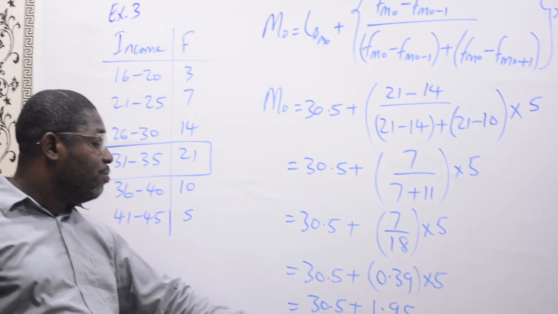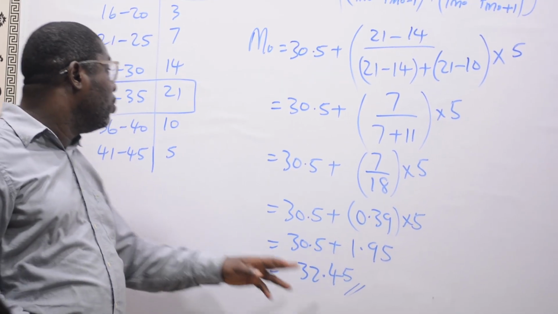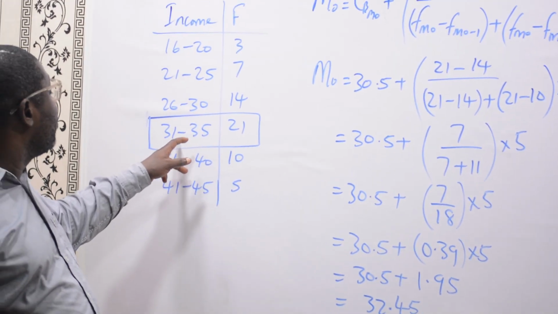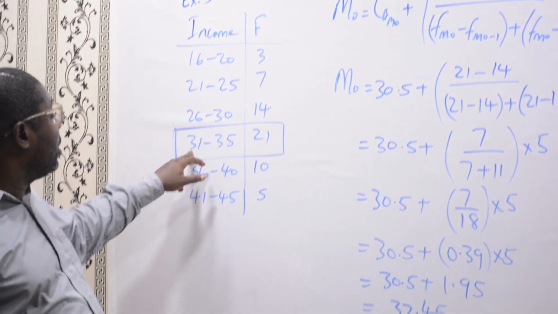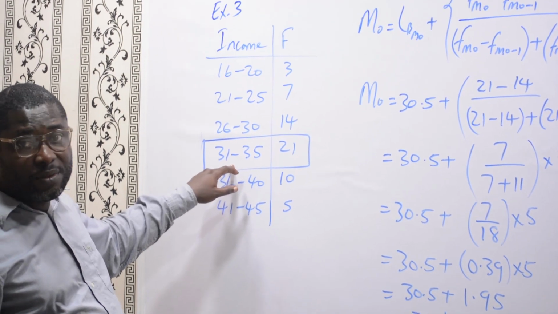So 32.45 is the mode of this distribution. That's what we have here. And you see that 32.45 is within this class.